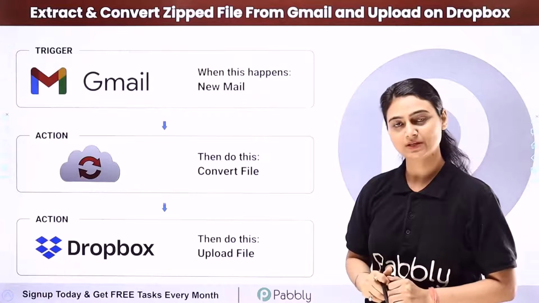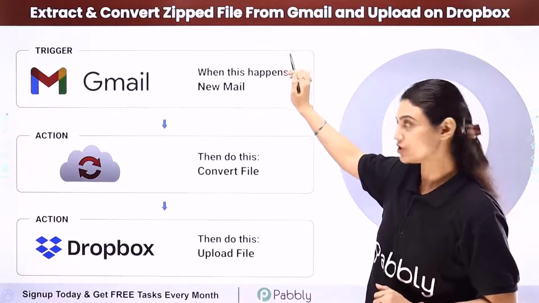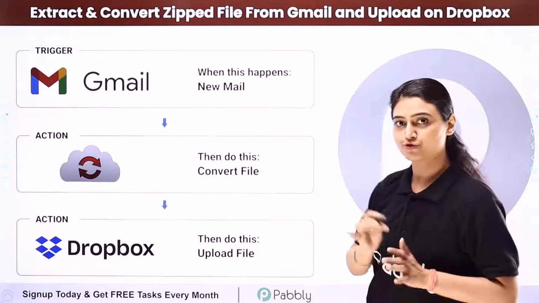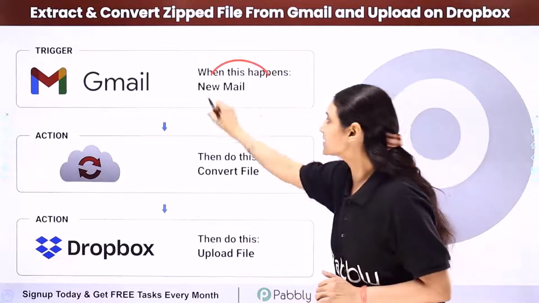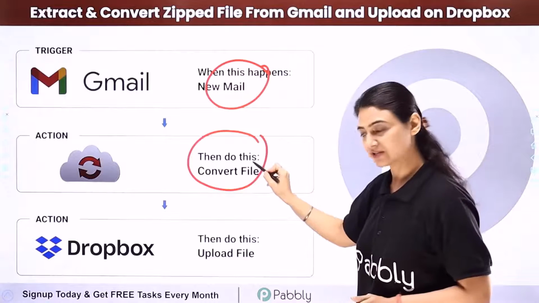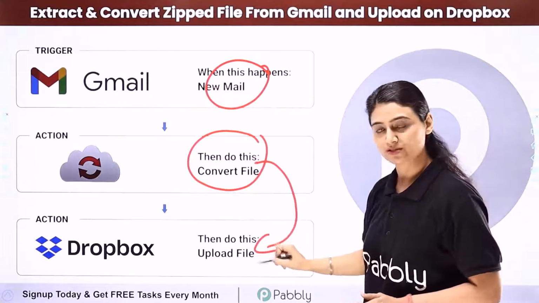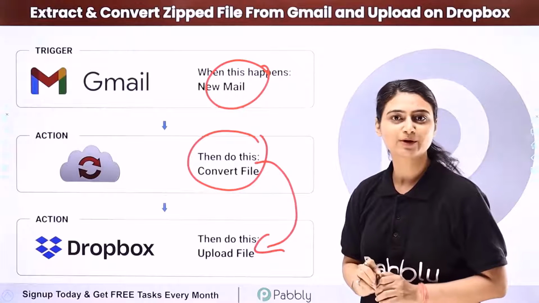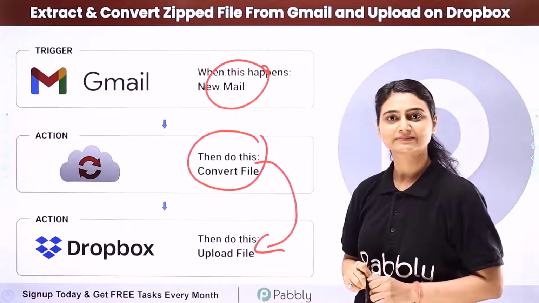In this video, we will learn how you can automatically extract and convert a zipped file from Gmail and upload it on Dropbox. So let's say every time you receive a new mail with a zipped file, you want it to be first converted into a format of your preference, and then this converted file should be uploaded on Dropbox. So we are going to automate this entire process using Pabbly Connect. Let's see how we do this.